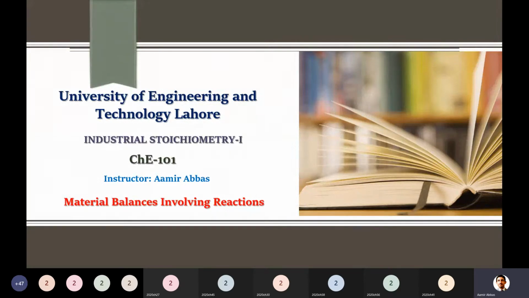For example, we were using all this stuff in yesterday's lecture. Then excess reactant, limiting reactant, their calculation as well, extent of reaction. Then there was selectivity, yield, all these things we have discussed so far. So now when you are going to solve these problems, you will come across these terms.